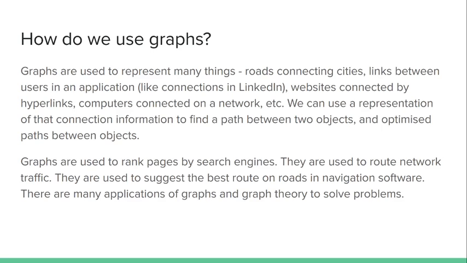Finding the optimal path over a network between two computer systems is another type of application that would use this type of data model to solve those problems. Graphs are used to rank pages by search engines. They're used to route network traffic. They're used to suggest the best route on roads and navigation software. There are so many applications of graphs and graph theory to solve problems in computer science, and that's why we're going to learn about this very important data structure.